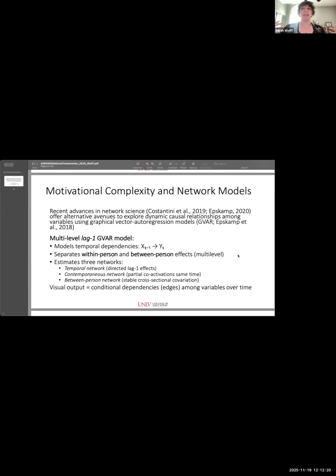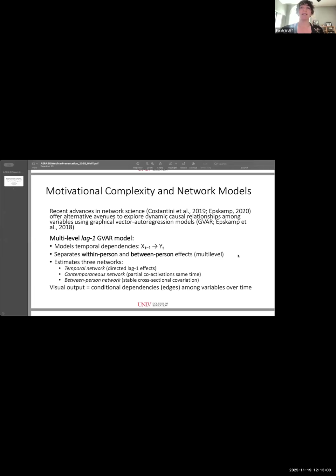And you might be thinking, I get that it's dynamic and network-based, but what does the model actually do? The logic is fairly simple. We use each variable's value at the previous time point to predict all other variables at the next time point. That's the lag1 part. It's multi-level because it separates two sources of variation: differences between students and fluctuations within students over time. The model will end up estimating three distinct but related networks: the temporal network, the contemporaneous network, and the between-person network. We're going to talk about those more soon.